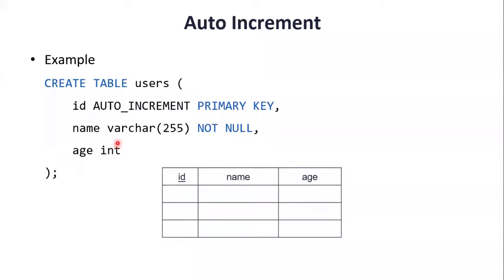So when we execute this SQL query, we will get this kind of table. We have an ID, name, and age column, and ID is going to be the primary key. Also, since we used the auto increment keyword here, this ID column will now be an auto increment column. So let's see what happens by inserting a few records into this table.